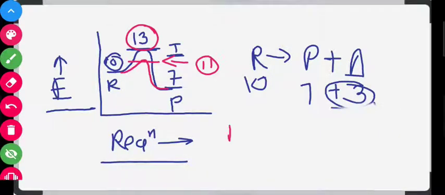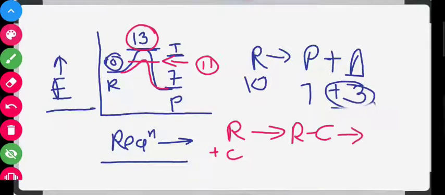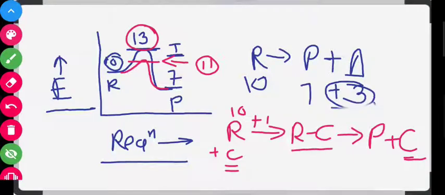So our reaction will be: reactant with catalyst gives an intermediate compound, and eventually it changes into product with pure catalyst again. Okay, so the same catalyst is obtained after the reaction. So the initial energy of the reactant was 10 points. You have to add just 1 point of energy. So the new reactant-catalyst intermediate contains a total of 11 points of energy.